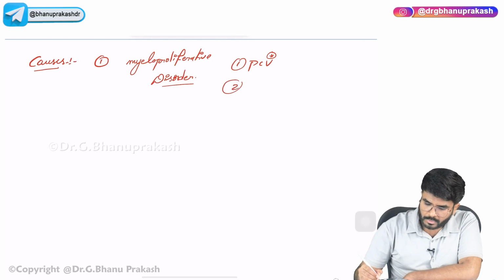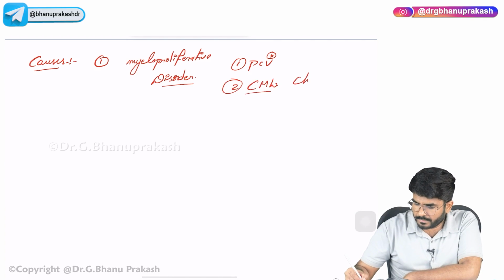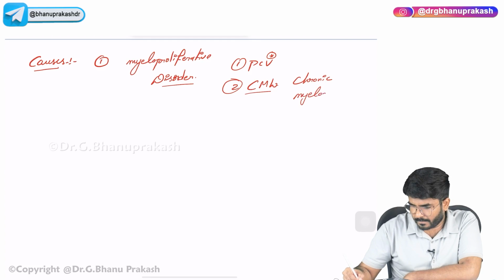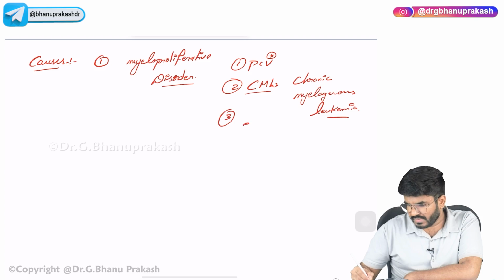Now the second myeloproliferative disorder which I want you to know is CML, that is chronic myelogenous leukemia, and essential thrombocythemia.